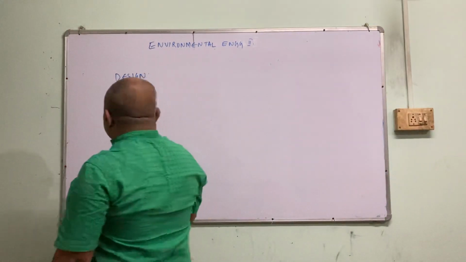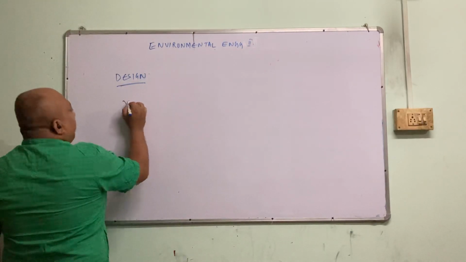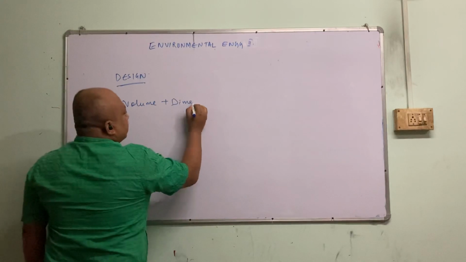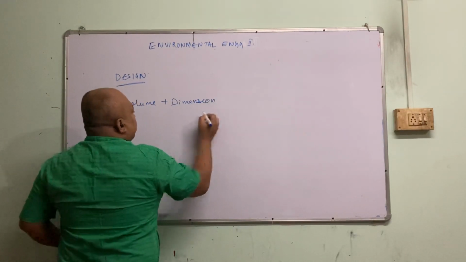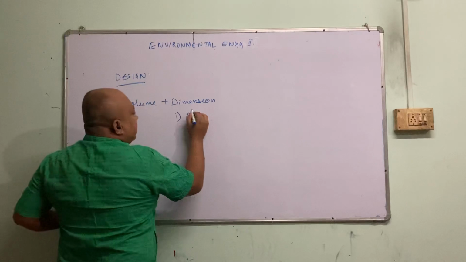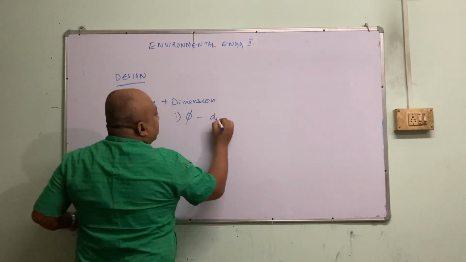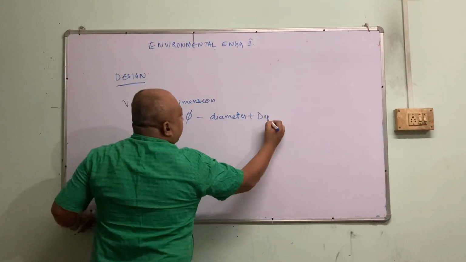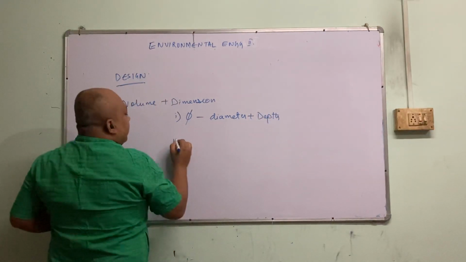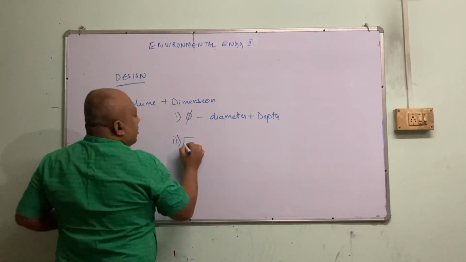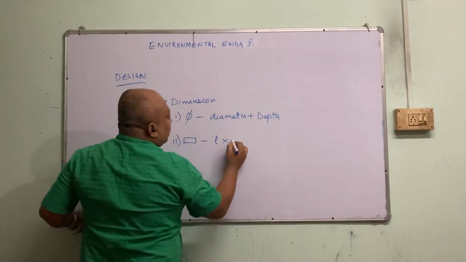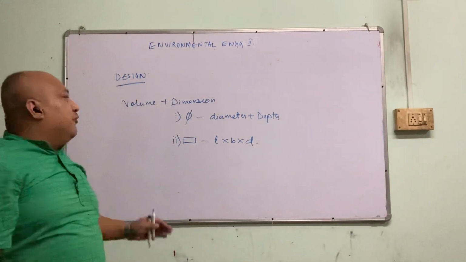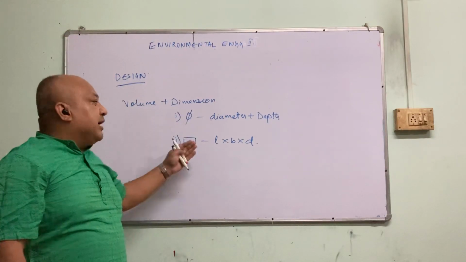Firstly, design means nothing but the calculation of the volume plus the dimensions. Number one, if it's a circular tank, then it may be the diameter plus the depth. If it is rectangular, it is the length into breadth into depth. Our main motive is to evaluate the diameter and depth, or the length, breadth and depth.